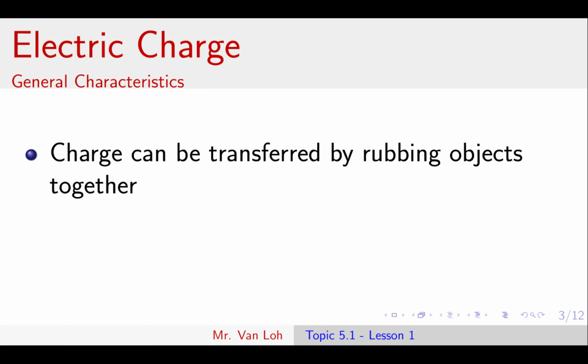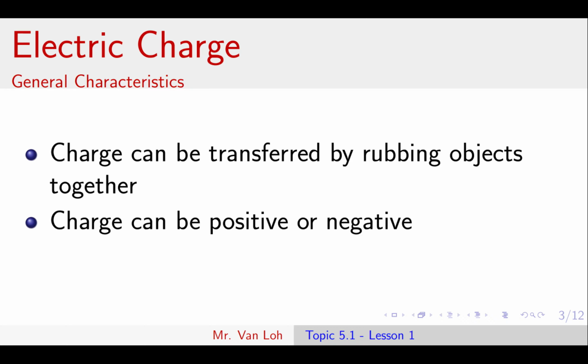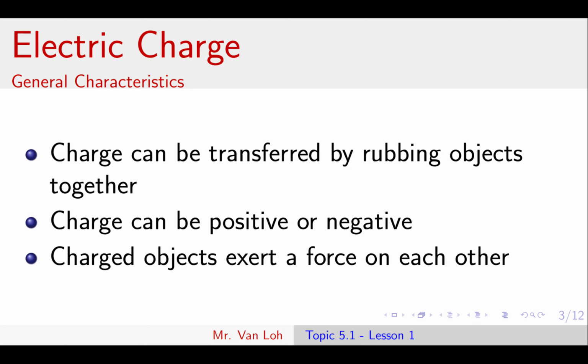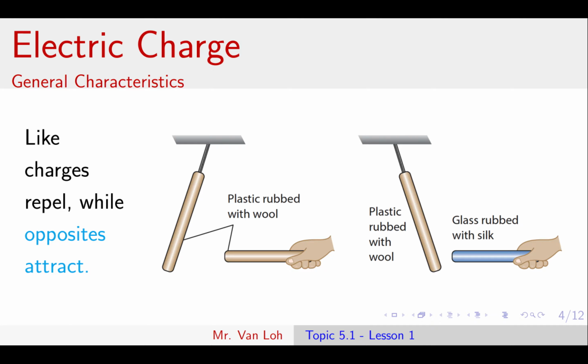So first, charge can be generated by rubbing objects together, and you guys probably already know this. Second thing is that charge can be either positive or negative, and you probably also know this. Charged objects exert a force on each other, and I bet you know that as well. Okay, so like charges repel while opposites attract, and you should recall this from grade 10.